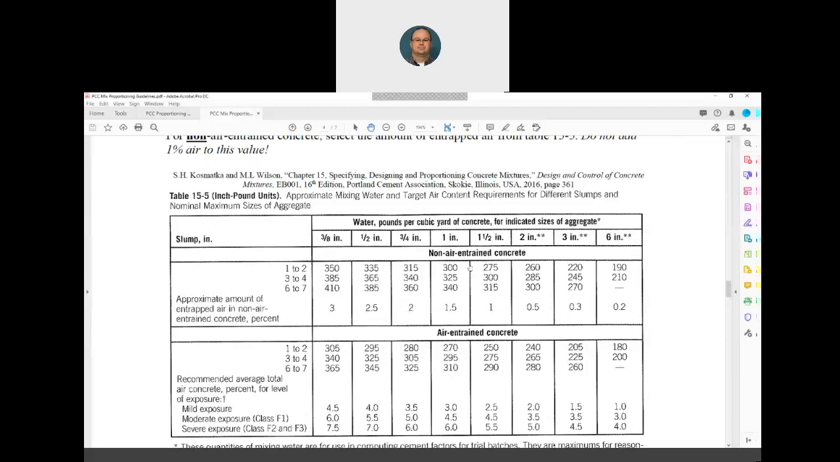So if it's non-air entrained, I look at my coarse aggregate size, the maximum coarse aggregate size I'm using, and this is my air, and this will be my entrapped air. I do not add 1%.